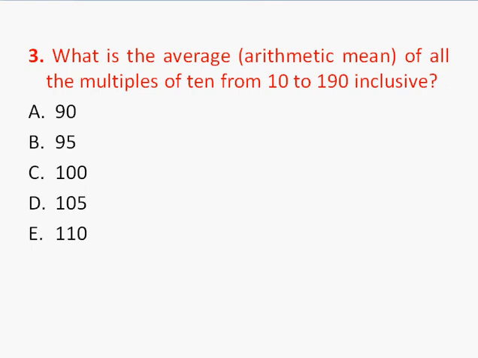What is the average of all the multiples of 10 from 10 to 190 inclusive? Here, one way is you can add all the numbers and divide by the number of numbers, right? The other way is the simpler way. You have to take the average of multiples of 10 from 10 to 190. That means you have to add up 10 plus 20 plus 30 and so on to 190, divided by the total number of numbers. It is very clear that from 10 to 190 the total number of numbers is 19.